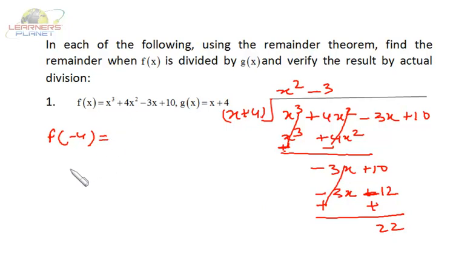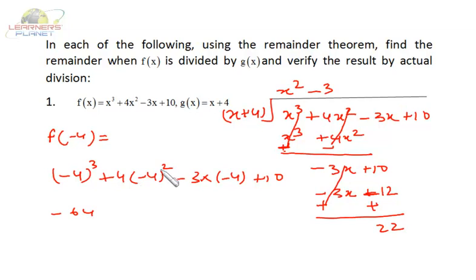Okay, so it's minus 4 cube plus 4 into minus 4 square minus 3 into minus 4 plus 10. So it's minus 64. Minus 4 square is 16 and it is plus 64, and it is minus 3 into minus 4, plus 12 and plus 10. So further I am getting 22. Okay, so that means remainder theorem is true.